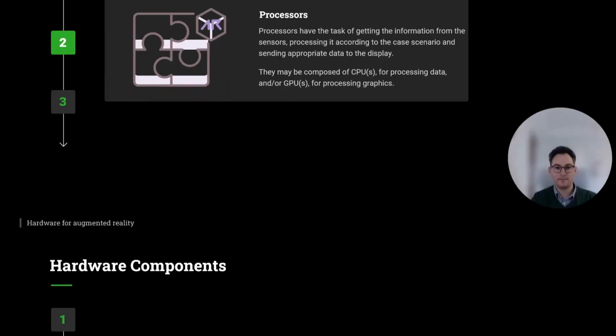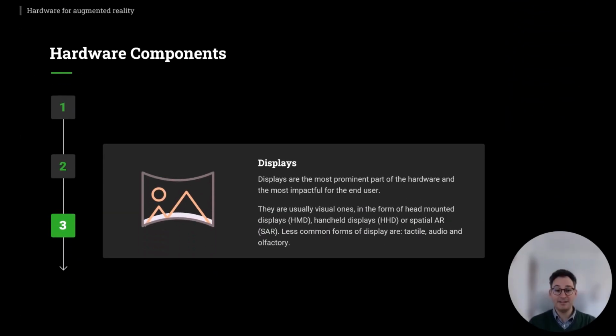Finally, displays. These are the most prominent part of the hardware and it seems the most impactful for the end user. Displays are usually visual ones in the form of head-mounted displays that we wear on our head, handheld displays that we keep in our hand, or spatial augmented reality displays that work somewhere in the space around us. But we can also encounter less common forms of displays, such as tactile, audio, or olfactory.